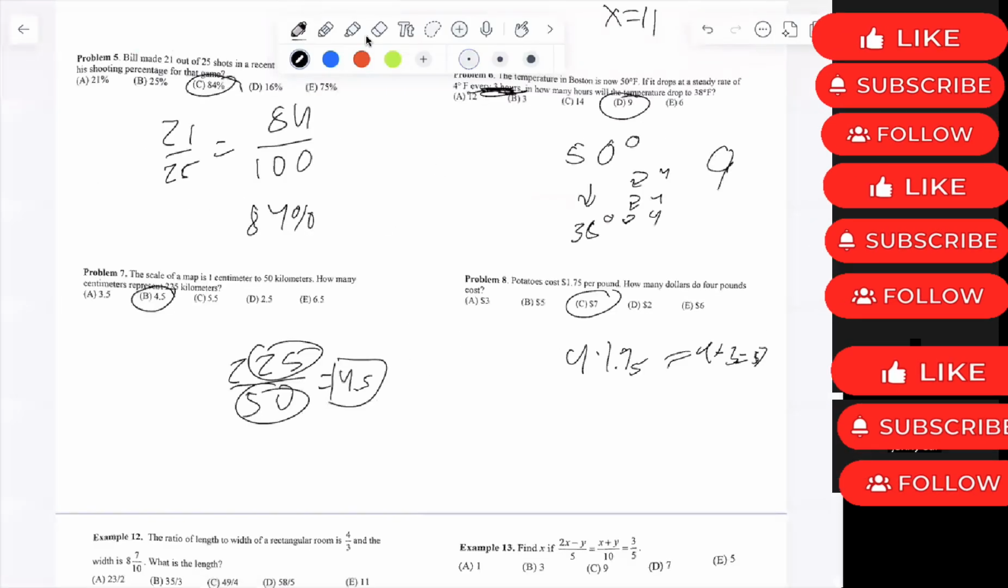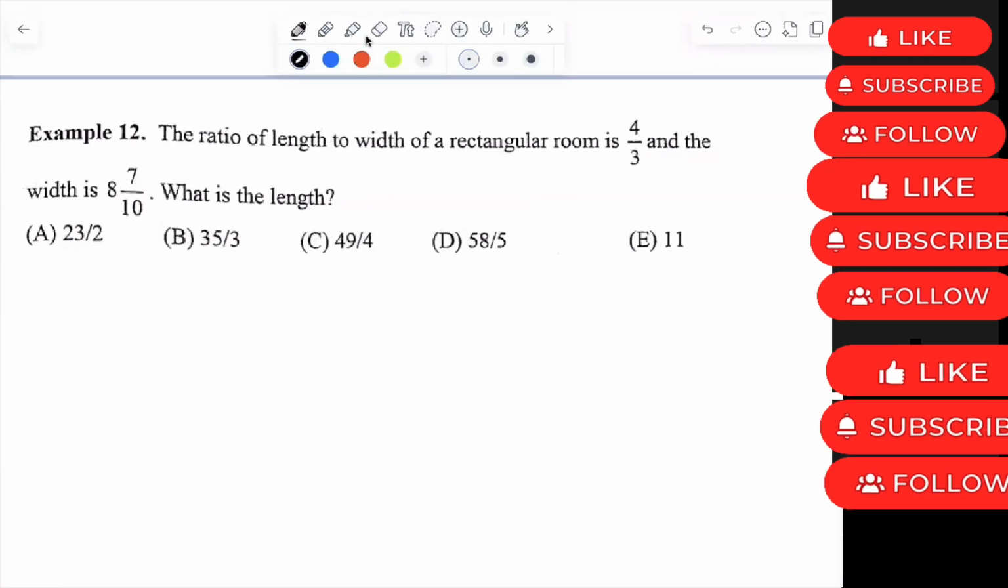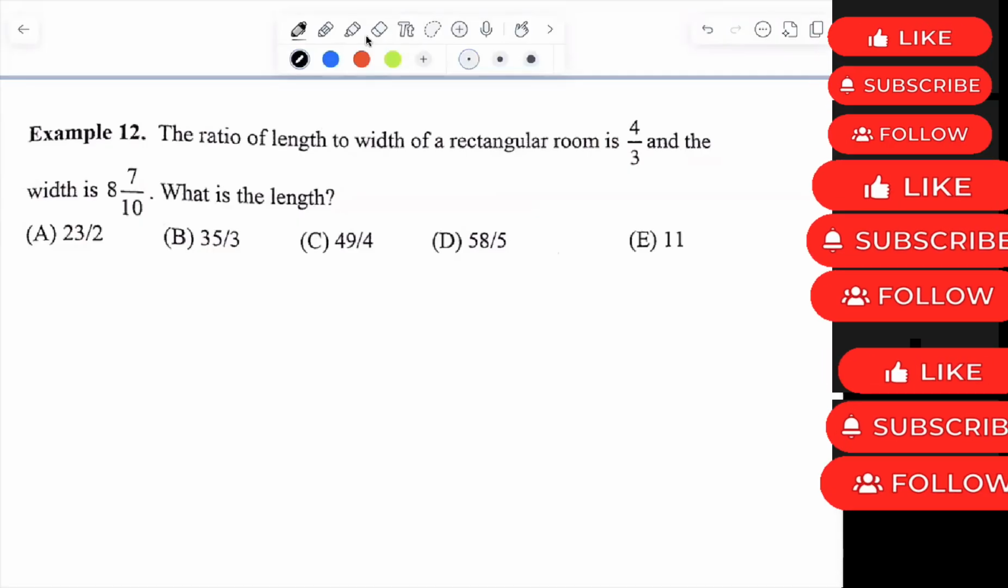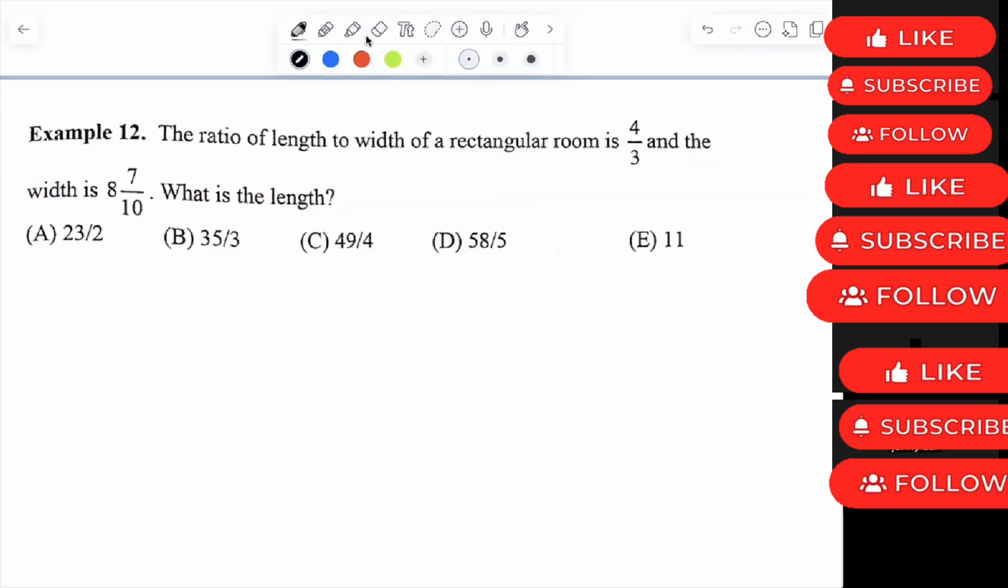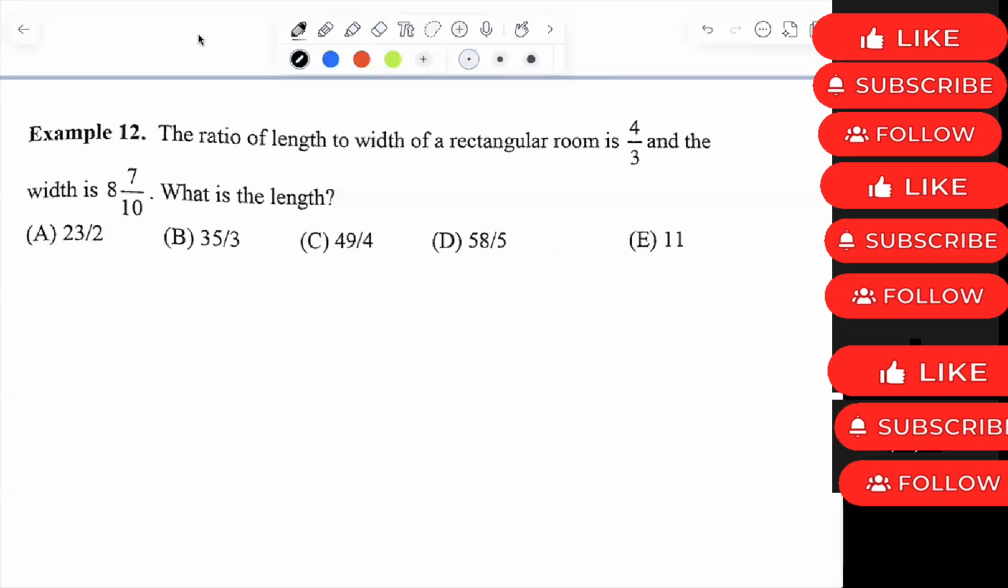Alright, now let's move on to problem 12. The ratio of length to width of a rectangular room is 4/3 and the width is 8 and 7/10. What is the length? Take another try at this question and tell me the answer in chat.